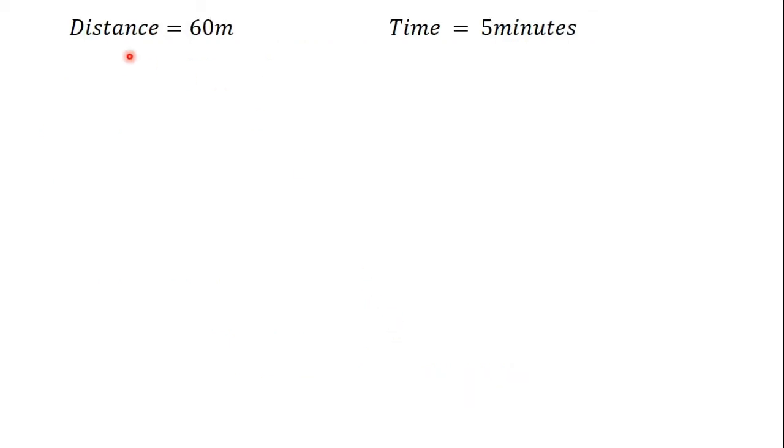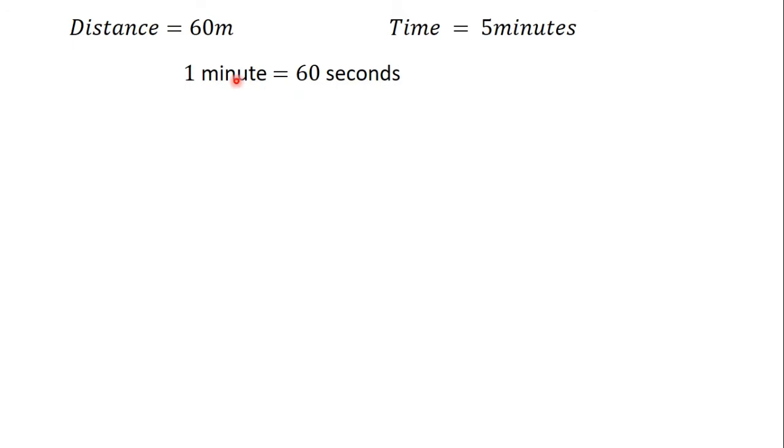Okay, so the distance is 60 meters and the time is 5 minutes. But we want the time in seconds. So we will have to convert time from 5 minutes to seconds. We have learned how to do this, how to convert a quantity from one unit of measurement to another. This time, we are converting time from minutes to seconds. We have learned that to convert a quantity from one unit to another, you will need the rate of conversion between those two units of measurements.